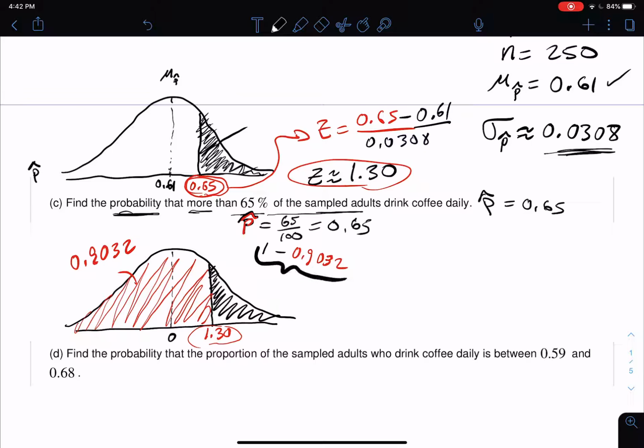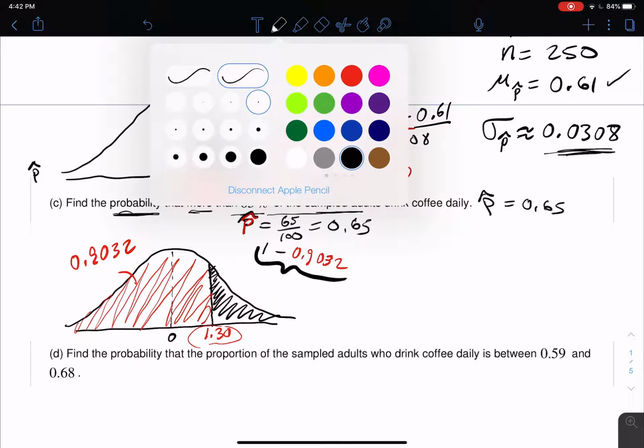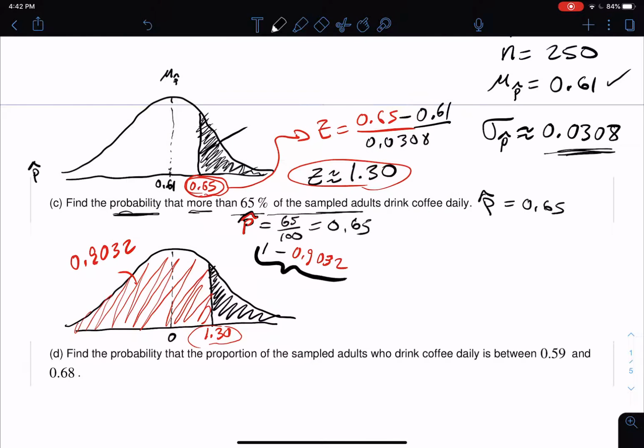That gives me, way too big now. That gives me this answer, which is 0.0968. Must have selected a thicker. And that is the area. So that's answering the question. Find the probability that more than 65% of the sampled adults.